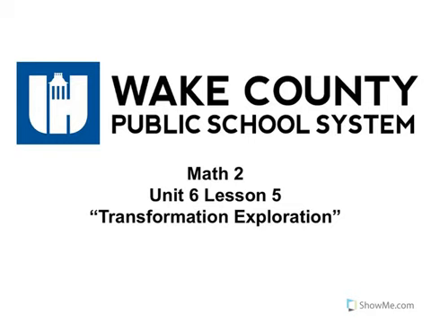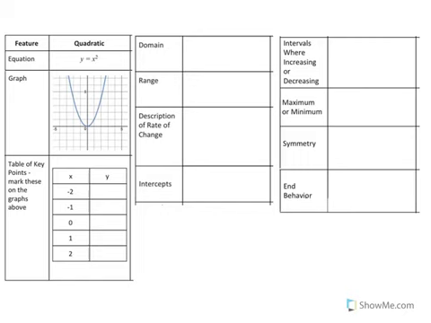We are now looking at the Math 2 curriculum for MVP Unit 6, Lesson 5, Transformation Exploration. The first part of this lesson is to observe three different functions, the quadratic, the square root, and the inverse, and compare and contrast their various domains, ranges, intervals of increasing, and different features of the graph. So we're going to begin with the quadratic.